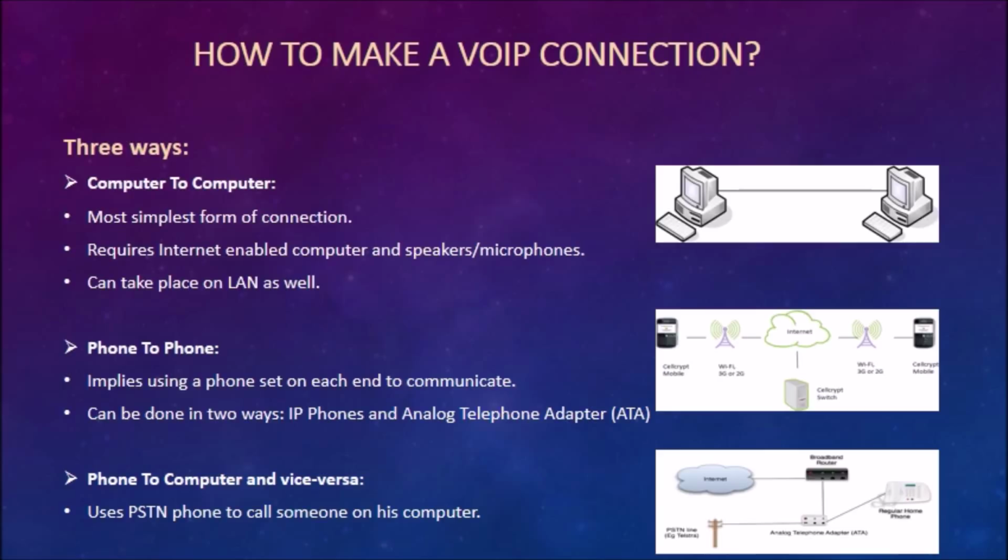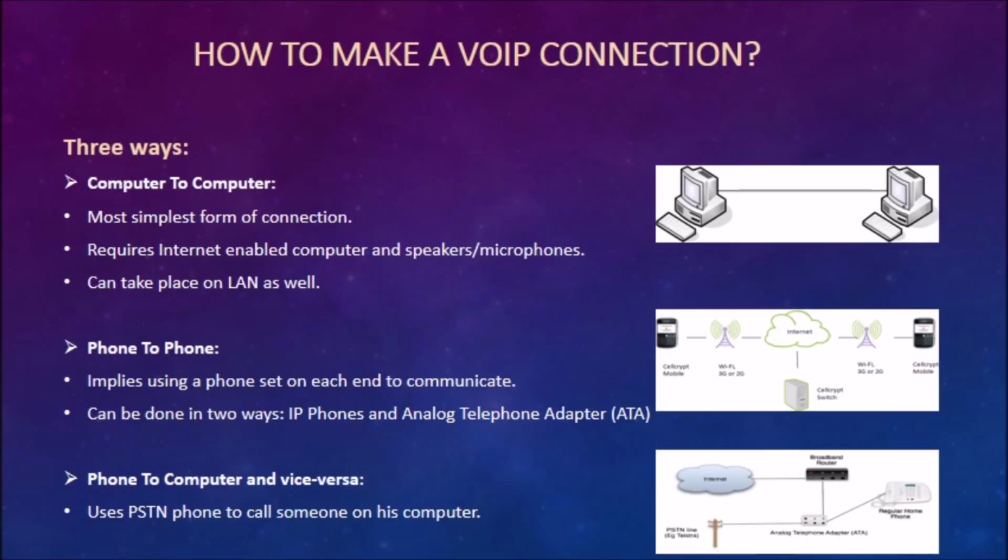One is from IP phones and the other is from an ATA, which we call an analog telephone adapter. With IP phones, we connect two phones over Wi-Fi or over internet connections. But with an analog telephone adapter, we can connect one phone to the other phone without the Wi-Fi connection.